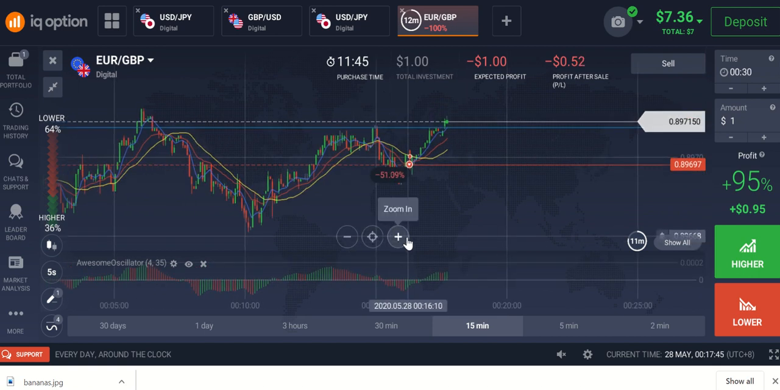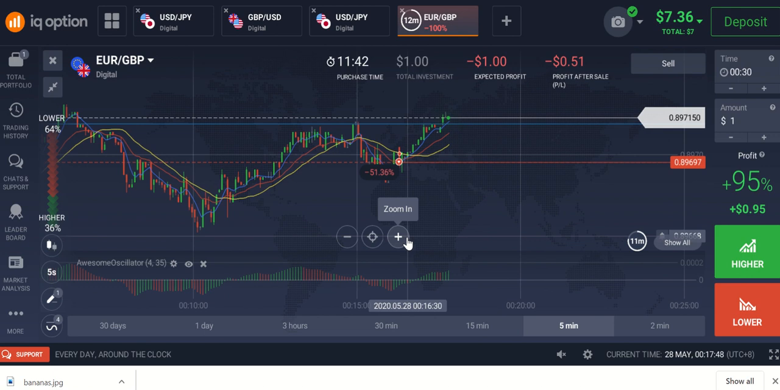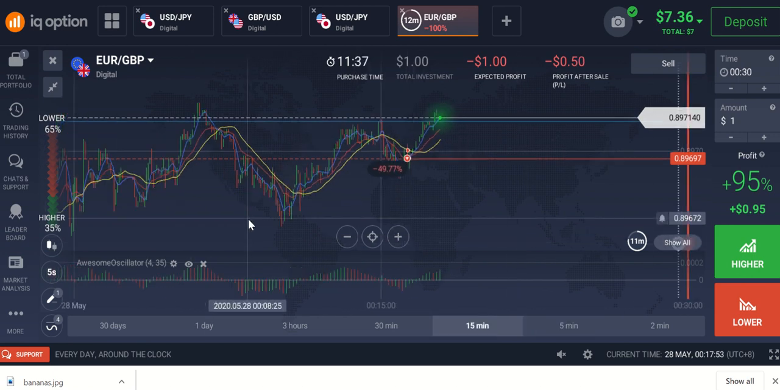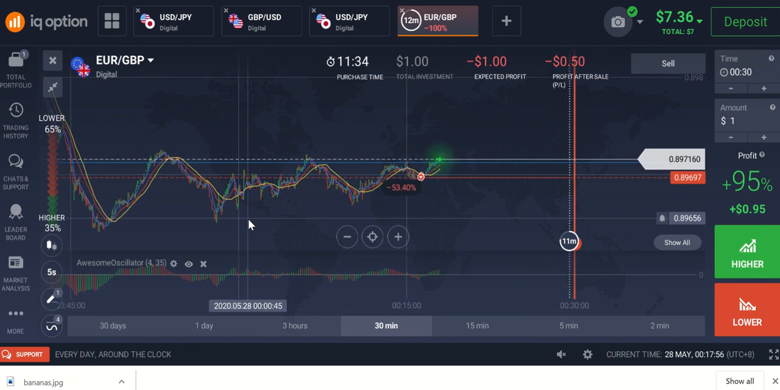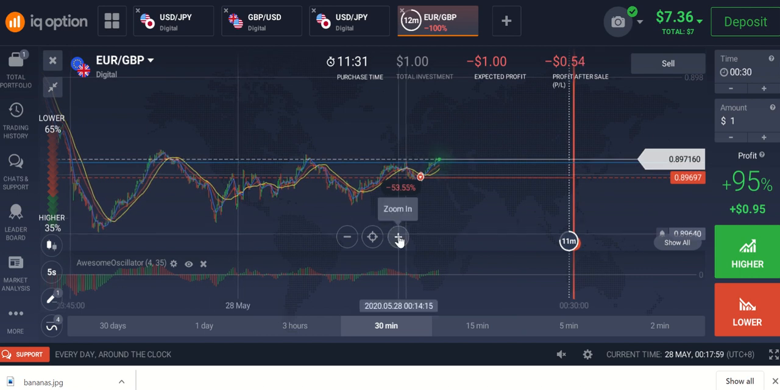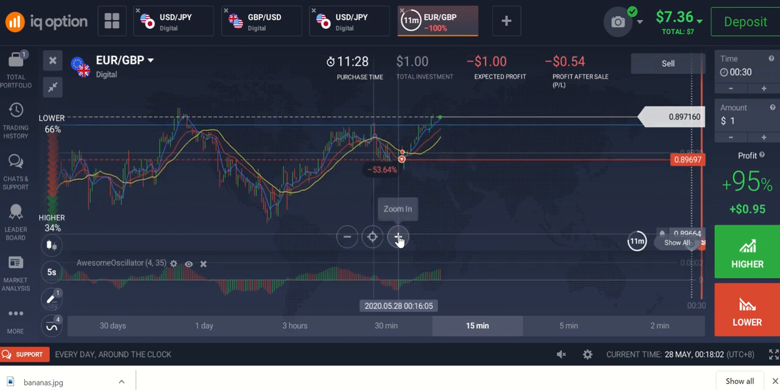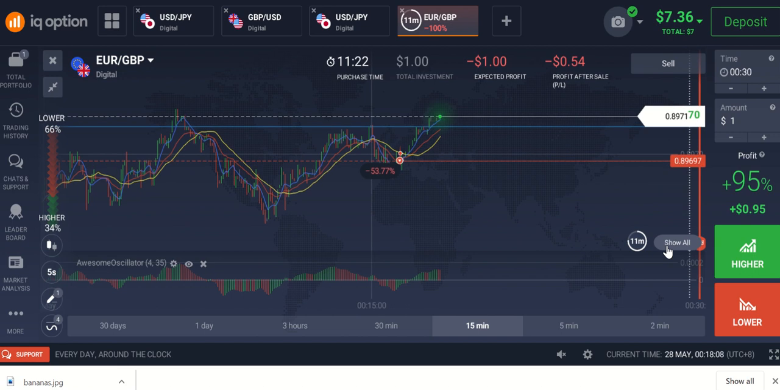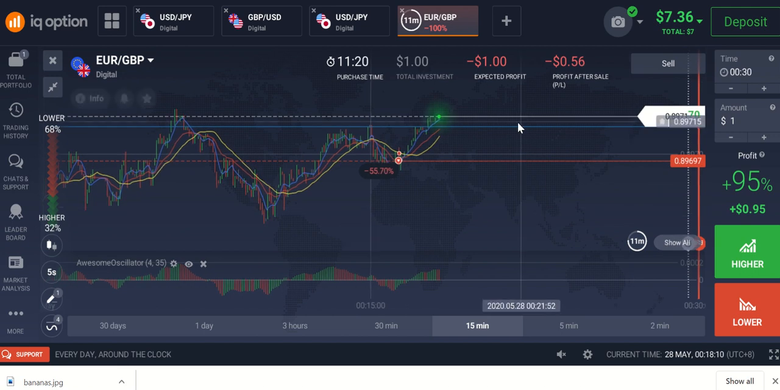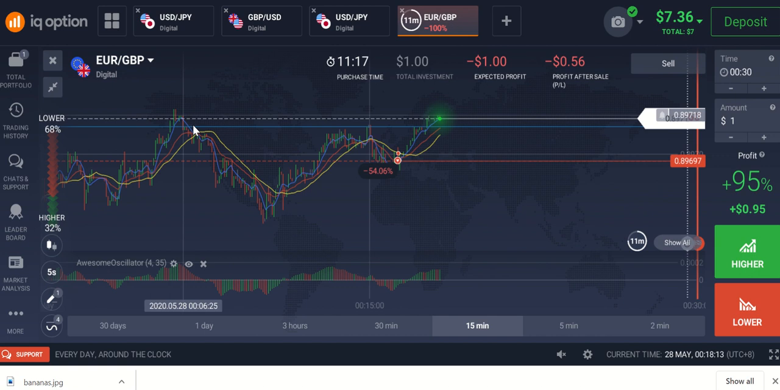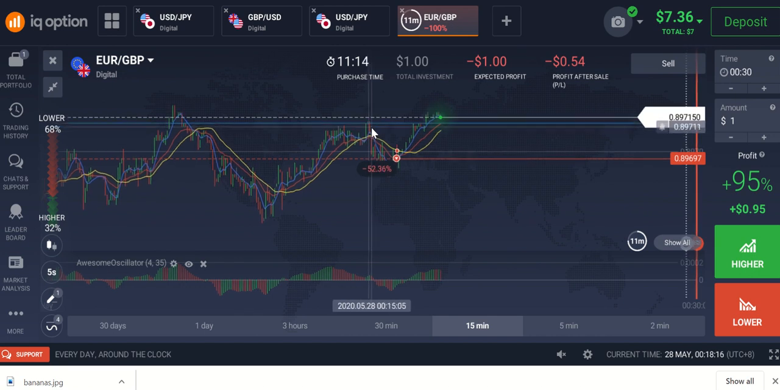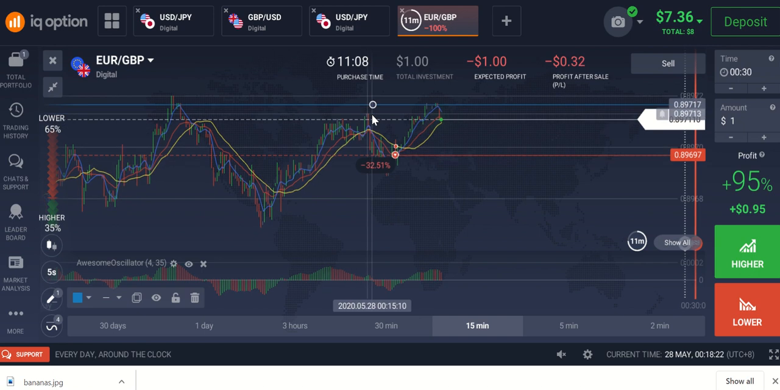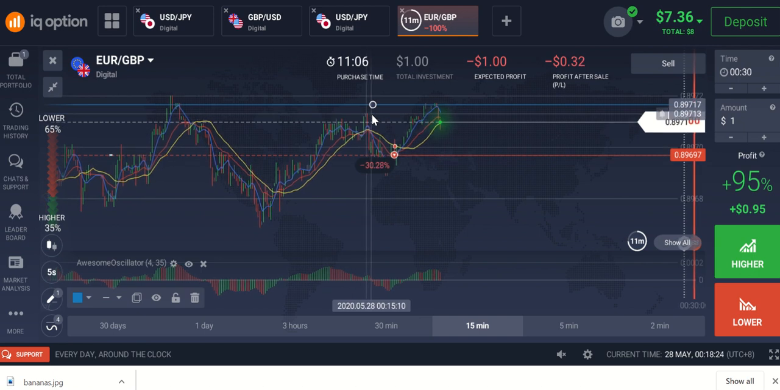Let me see. Oh, this is where it is now. I think it respected this line. Okay, yeah, it respected that resistance. And I think it's moving downwards again.